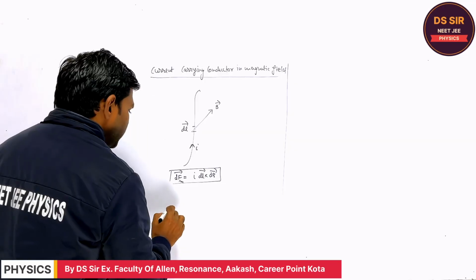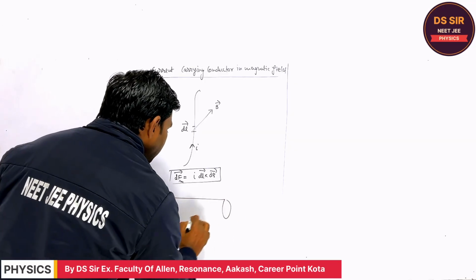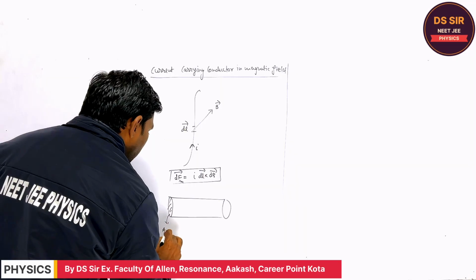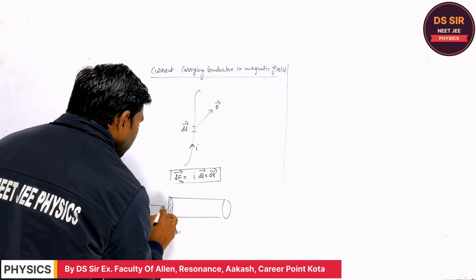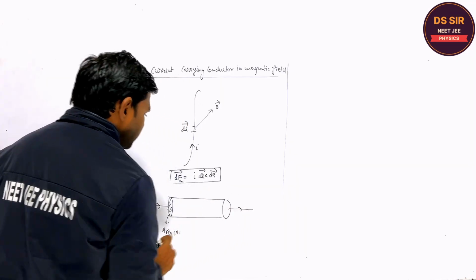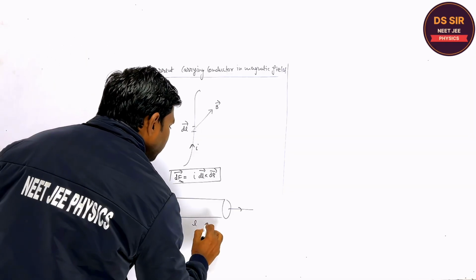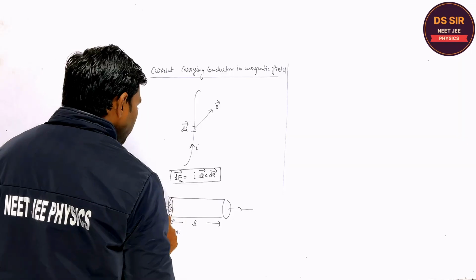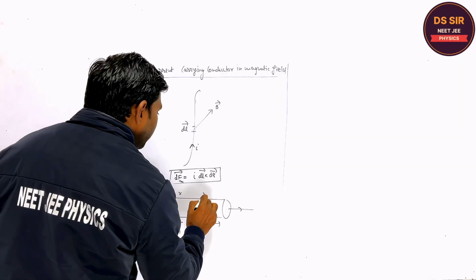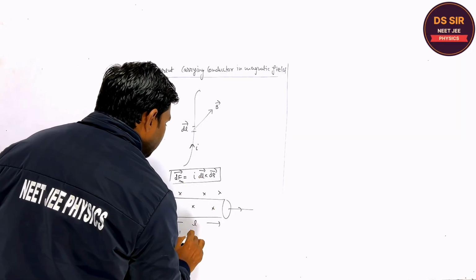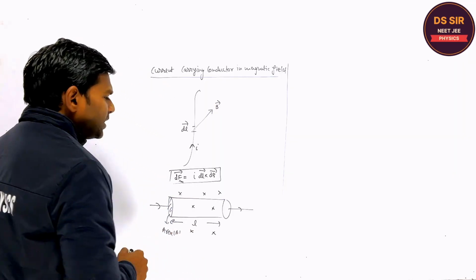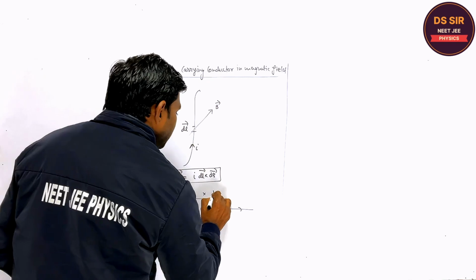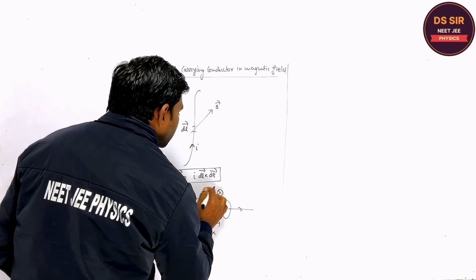How to do this? Listen one thing. Suppose there is a wire, and the area of the cross section is A. The current flowing is I. The length of this conductor is assumed to be L. And you may assume that the magnetic field is acting perpendicularly. Magnetic field is perpendicular to this board.